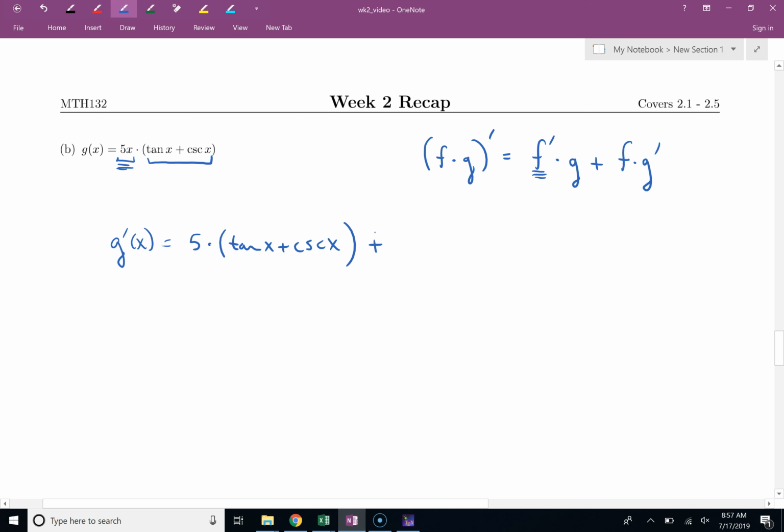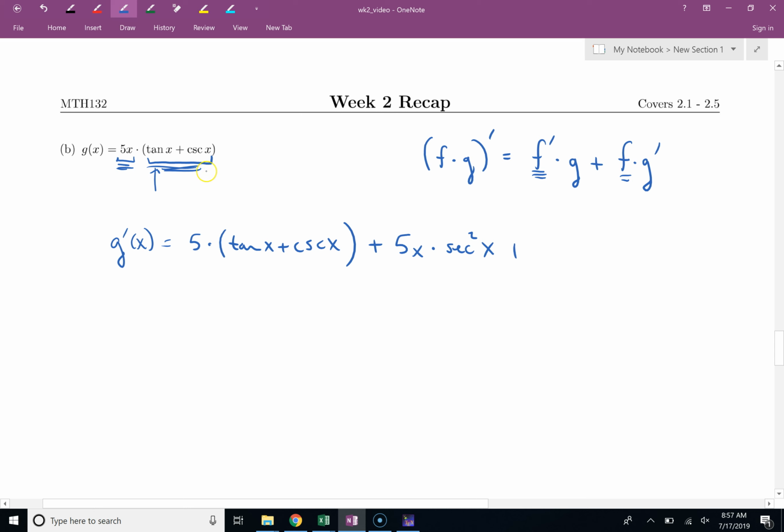Plus, now we're moving on to the next one, right? We want just regular old f, that's going to be 5x times the derivative of g. So here's my g, my second bit there, and I need to take the derivative of this. Remember in the video, I recommend that you memorize the derivative of tangent, so you're very quick with this. We can figure this one out using the quotient rule, but it would take a lot of time. The derivative of tangent is going to be secant squared.